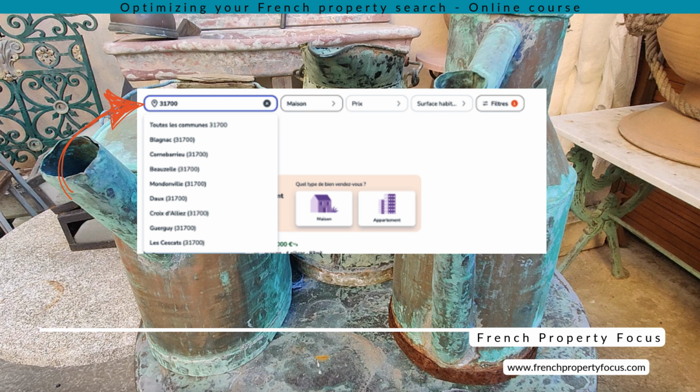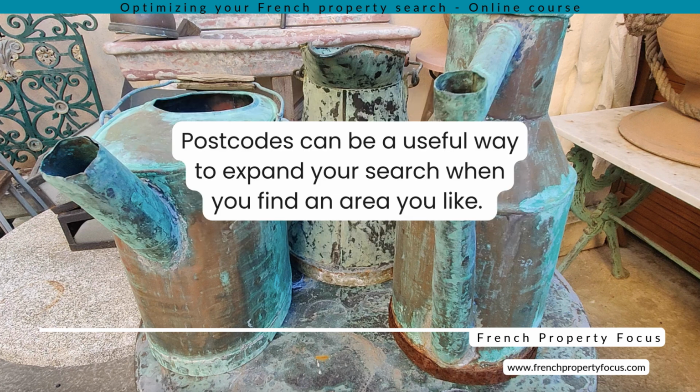If you haven't tried this before, you can also look at Google Maps and put in the postcode, and it will show you the total area covered. This can be a good way to expand your search once you've decided that you like a particular location and you want to add some extra towns. Use the postcode. It can be really useful.